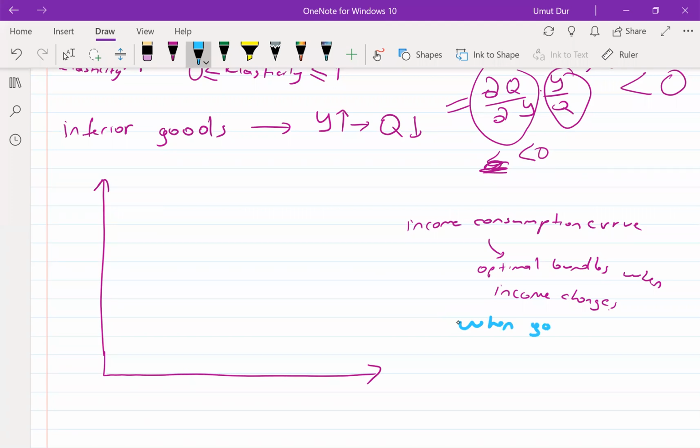when good 1 and good 2 are normal goods. So what will be the shape of the income consumption curve when good 1 and good 2 are the normal goods?